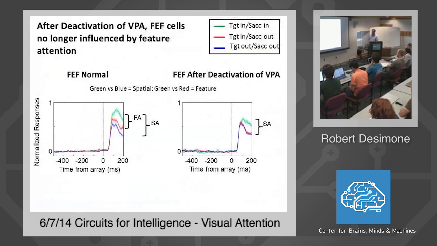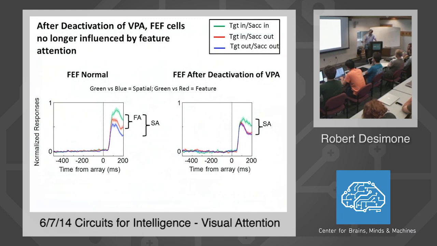But now the really key thing was deactivating the VPA and recording in the frontal eye fields. So this is the frontal eye fields, the same cells before and after the deactivation. Here's the effects of feature attention. Here's the effects of spatial attention. And after you deactivate the VPA, the effects of spatial attention stay, but the effects of feature attention go away.